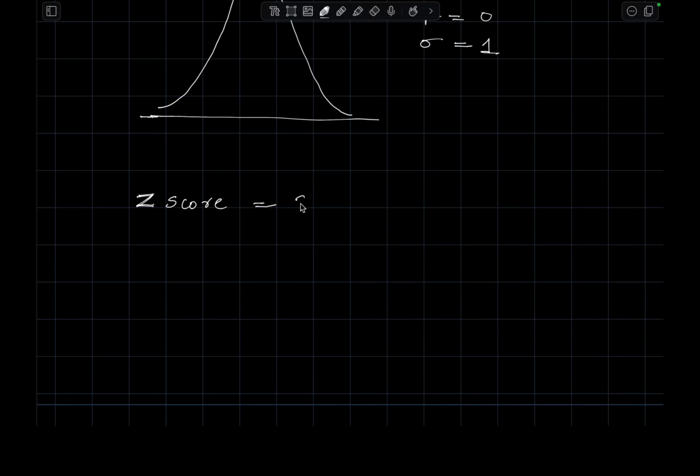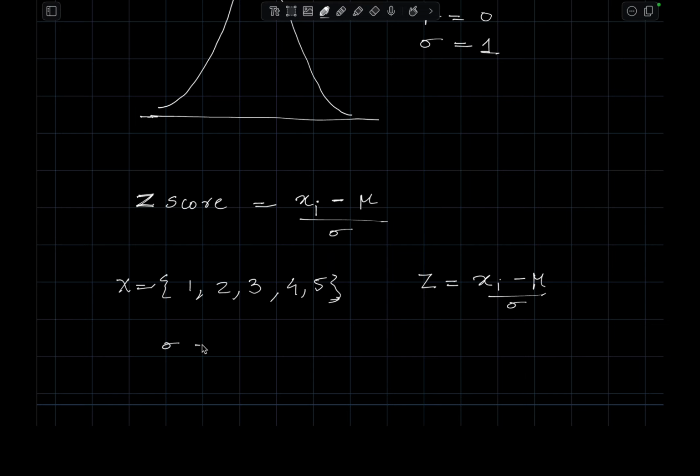Z score is nothing but xi minus mu divided by sigma. So for example, let's say we have random variables like 1, 2, 3, 4 and 5, and in this case the Z score will be, as I said, xi minus mu divided by sigma, right? Here the sigma is nothing but 1 and mu is 3.